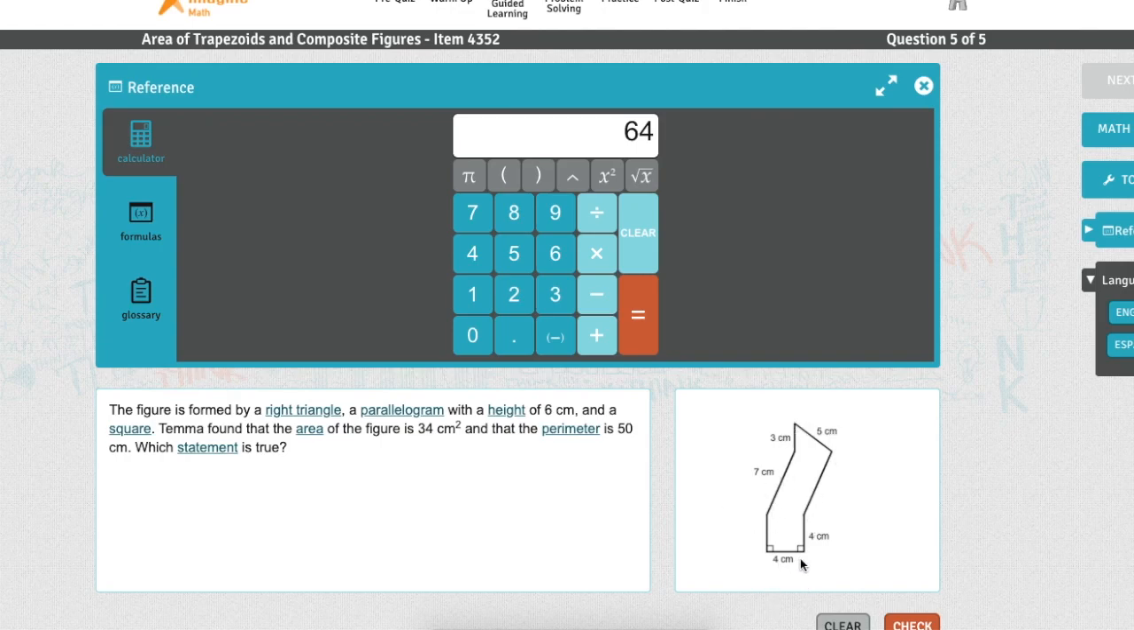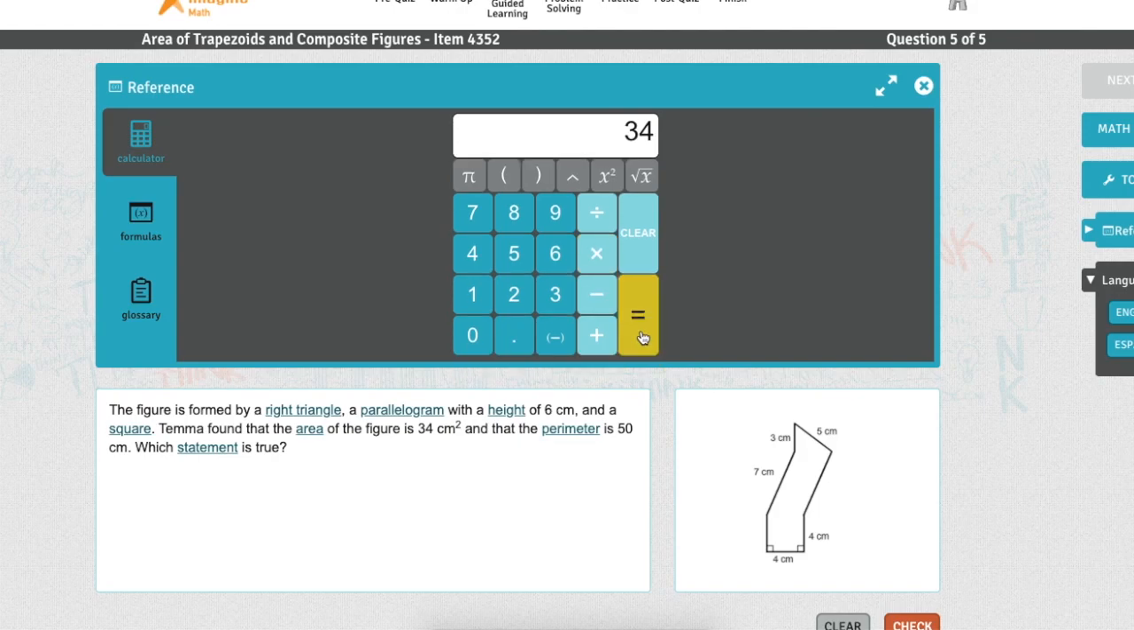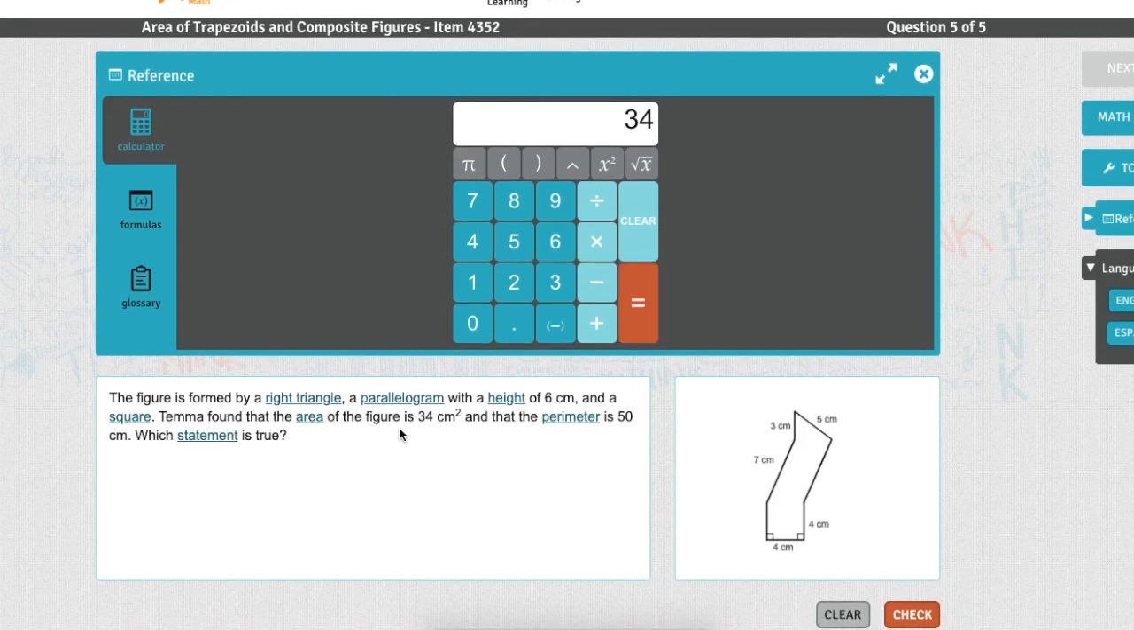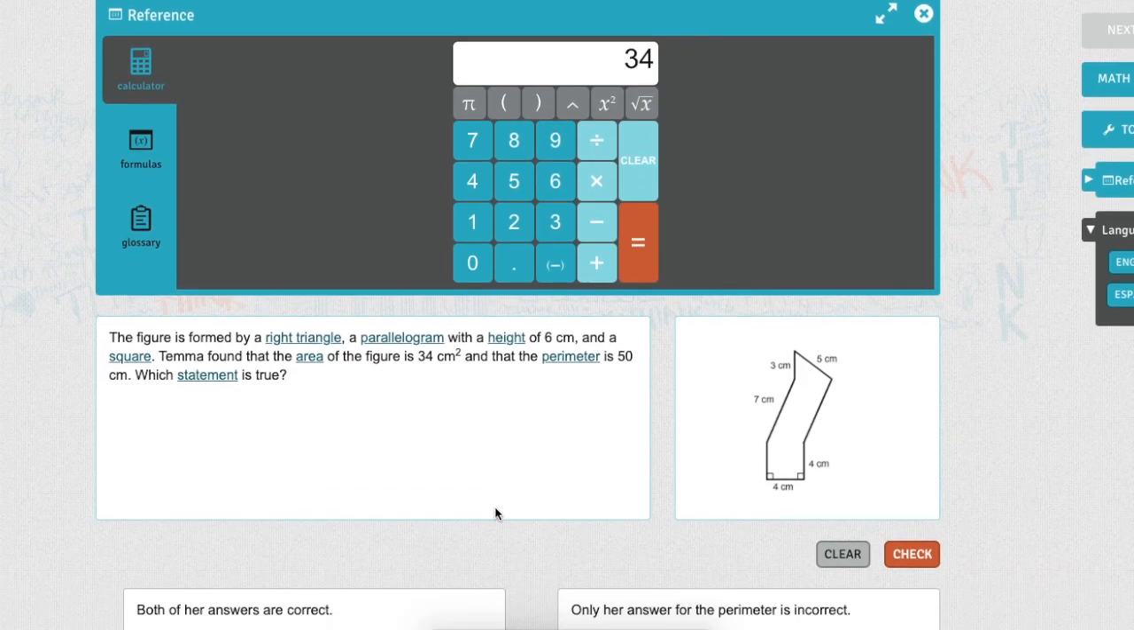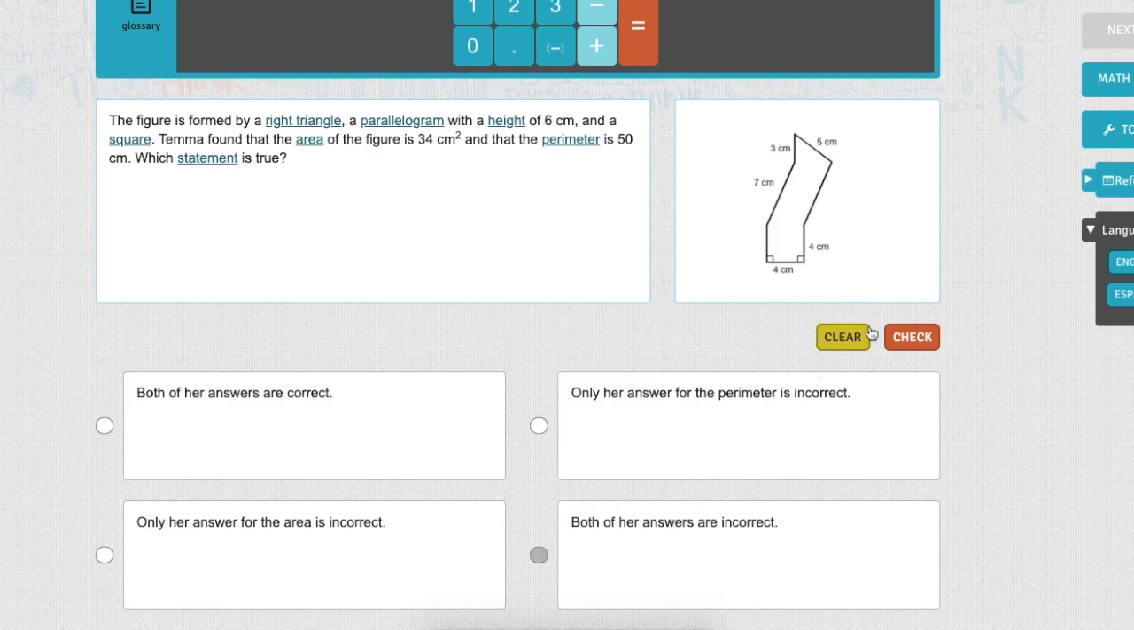So we know this is 4 plus the 4 that goes up the side here plus the 7 that goes this direction plus the 5 that goes this direction plus 3 this way plus another 7 this way and then plus 4 this one. We're going to get 34. So they said that the perimeter was 50 centimeters. So is she right at all? No, it looks like she's not.